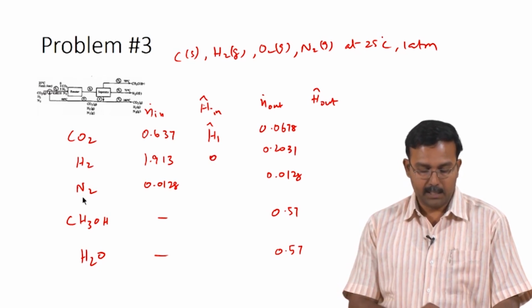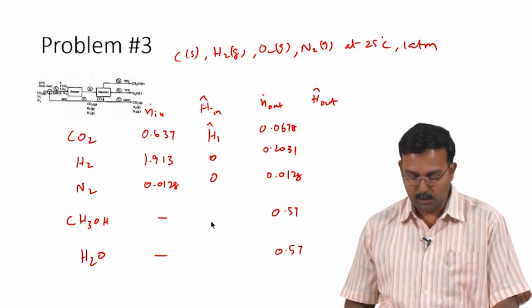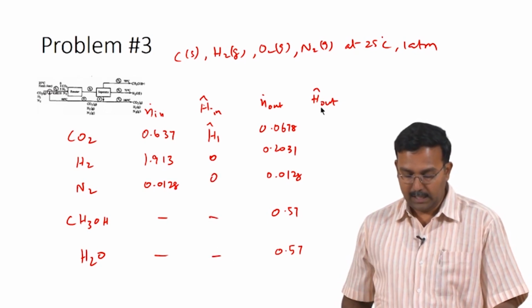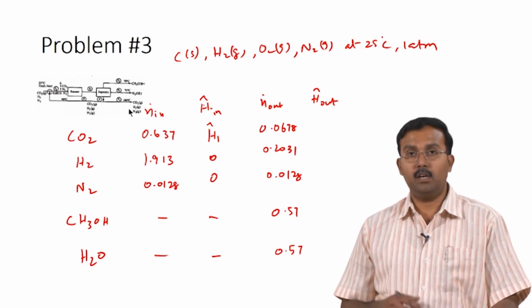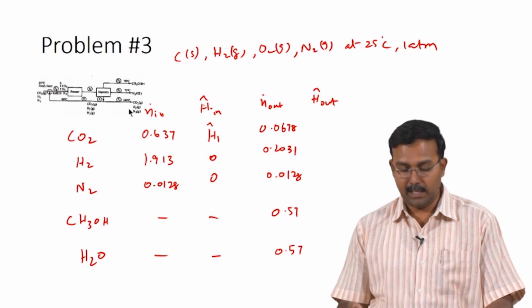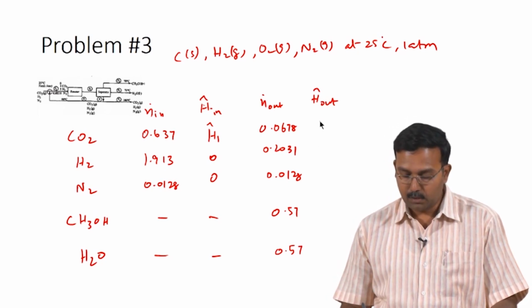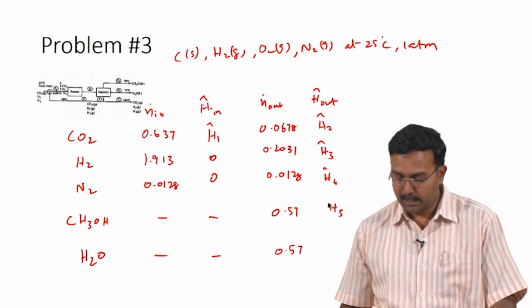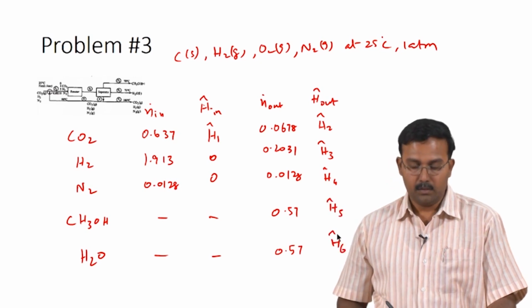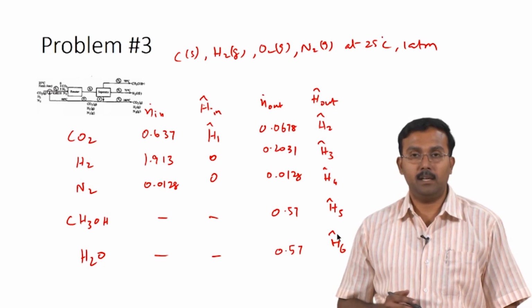Now, nitrogen coming in at 25 degrees Celsius and 1 atmosphere is at reference state. So, which will also be 0. So, the exit streams, all of them are at a different temperature or exiting as a compound rather than the element, which means we would have to calculate all these enthalpies. So, this would be H2 cap, H3 cap, H4 cap, H5 cap and H6 cap. So, now we have to calculate 6 different enthalpy, specific enthalpy values.